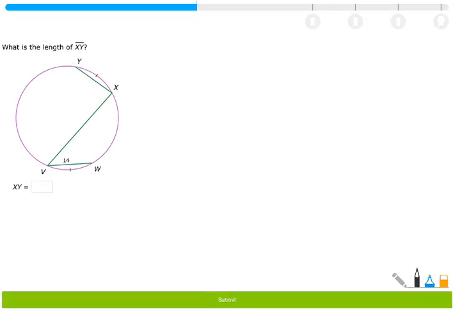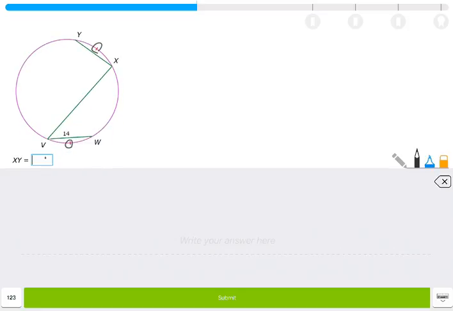Okay, so let's look at this. What is the length of XY? Of line segment XY. For a second, I thought I was asking about the length of an arc. That's very different. So we know these two are congruent, and so again, this must be the same, must be 14.